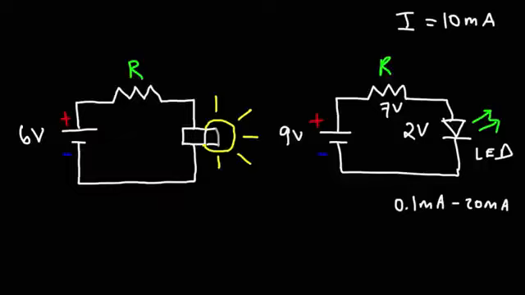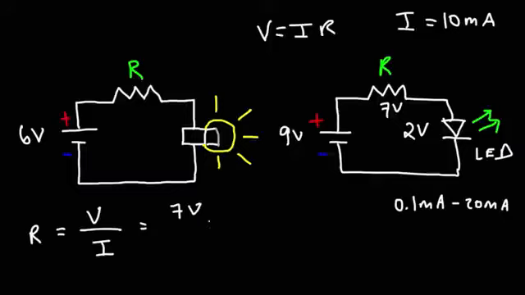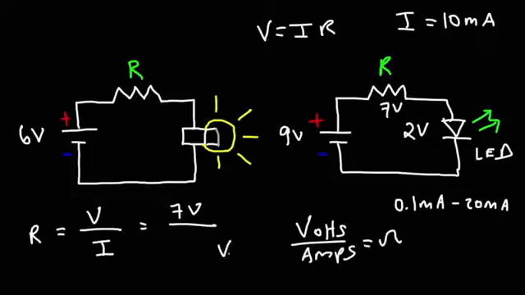Now, in order to calculate the resistance that we need, we could use Ohm's law. V is equal to IR. So solving for R is going to be the voltage divided by the current. So we have 7 volts across the resistor, and we want a current of 10 milliamps across it. By the way, if you divide volts by amps, you're going to get the resistance in ohms. If you divide volts by milliamps, you'll get the resistance in kilo ohms. So just be aware of that.